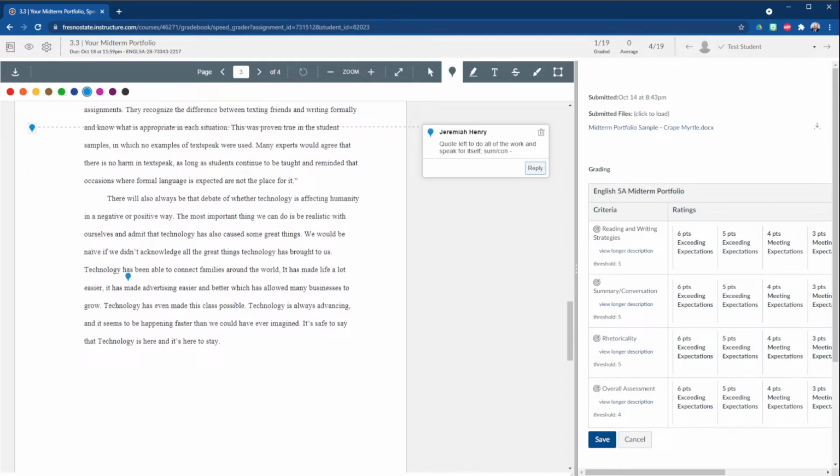Okay, let's look at this conclusion, and then we'll kind of wrap it up. There will always be that debate of whether technology is affecting humanity in a negative or positive way. The most important thing we can do is be realistic with ourselves and admit that technology has also caused some great things. We would be naive if we didn't acknowledge all the great things technology has brought to us. Technology has been able to connect families around the world. It has made life a lot easier. It's made advertising easier and better, which has allowed many businesses to grow.